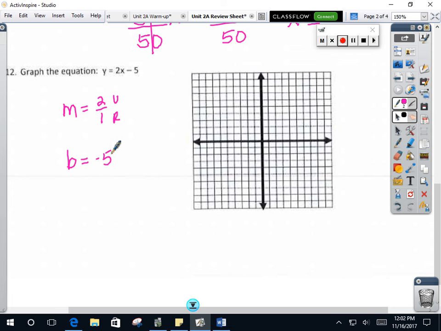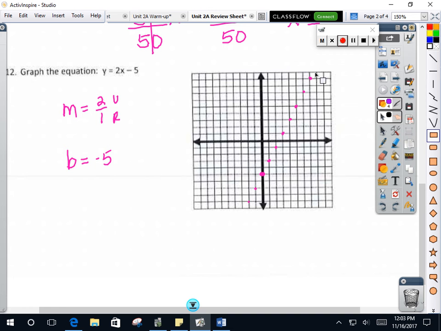What is the y-intercept? Negative 5. Okay, so you go down 5 and plot a point. And then from there you go up to right 1, up to right 1, as long as you want to. Or we could have gone what way? Down to left 1, down to left 1. Then you connect your points with a line.